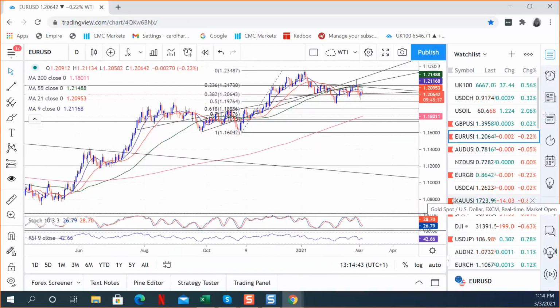So I've done the euro and the dollar index. Is there anything else that anybody's interested in looking at? Anything. Doesn't matter to me. A chart's a chart, it's a chart.